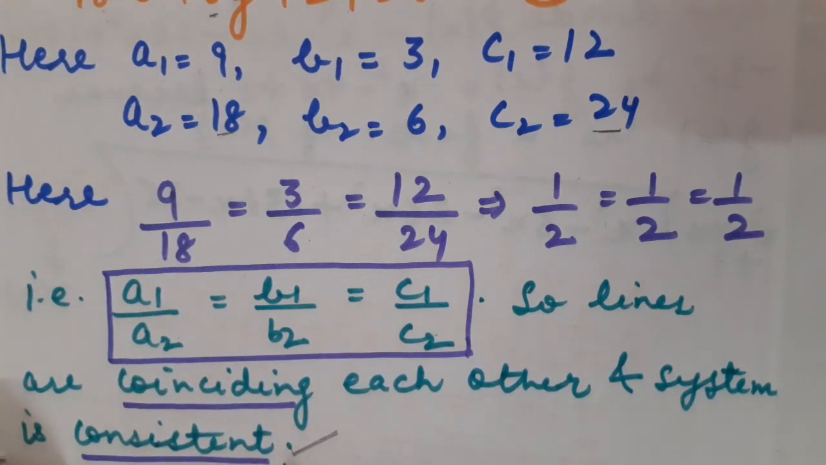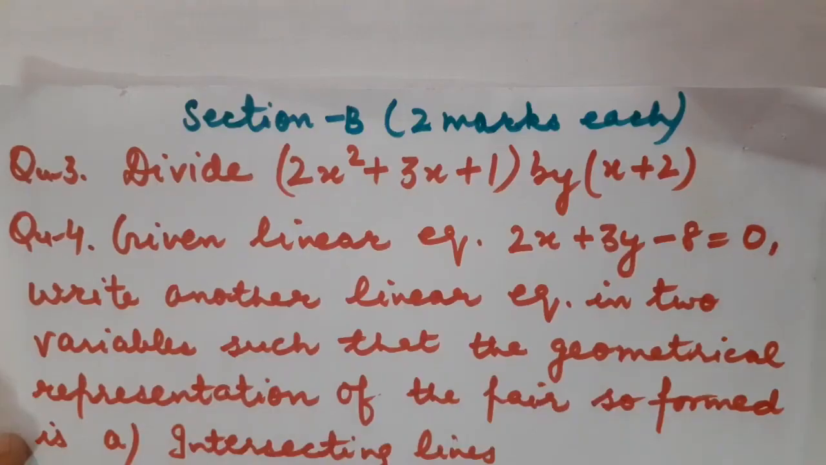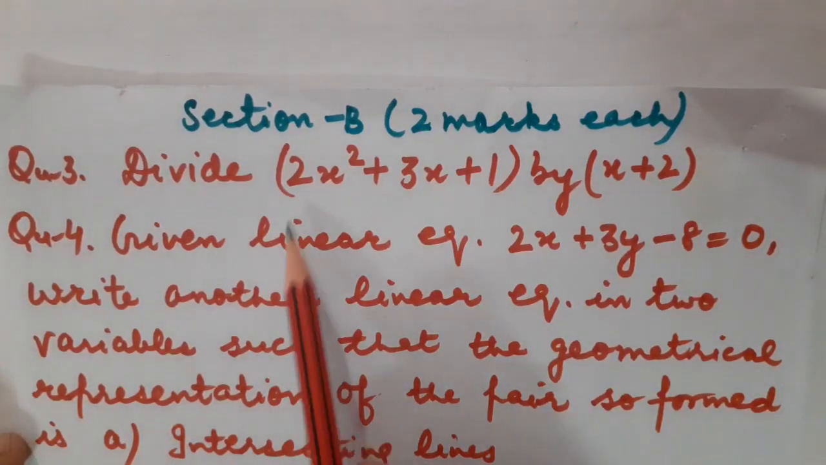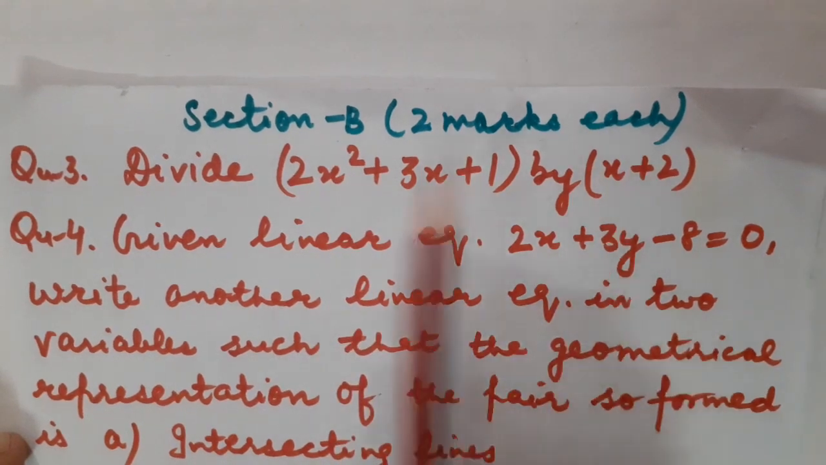When do we call a system consistent? When there are solutions existing. So in this case definitely infinitely many solutions are going to exist. So the system will be consistent. Understood, children? Fine. Now children, let us switch to section B, 2 markers each.